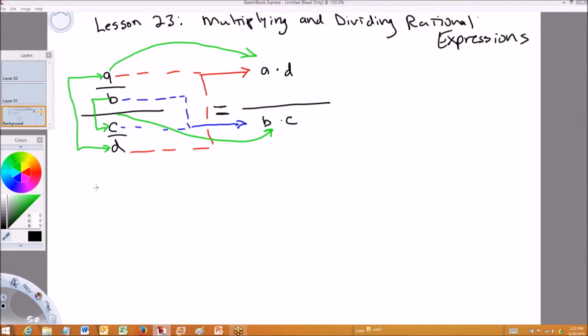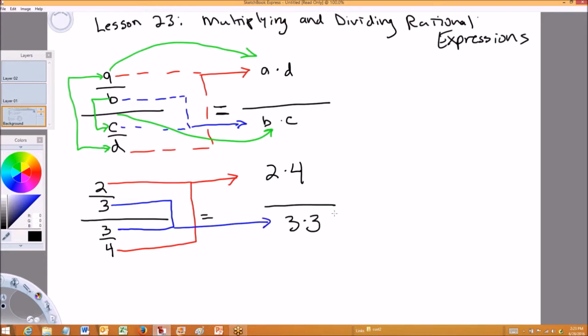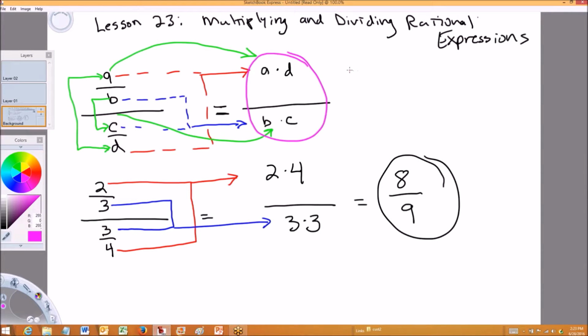So let's just look at an example that has nothing but coefficients, no variables. And it's saying 2/3 divided by 3/4. If we apply this principle up here, and if we work this out, 4 times 2 is 8, 3 times 3 is 9, 8/9. It's also very important to point out that all of A, B, C, and D could all be polynomials.